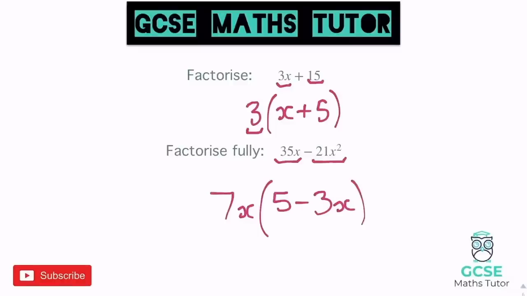Just a note, if you didn't take the 7x out and you just took a 7 out, for example, this wouldn't be factorised fully, you'd have got 7 brackets 5x minus 3x squared. And you can see in that bracket there, there's still an x in both these pieces. There's a little hint there that you didn't fully factorise it.